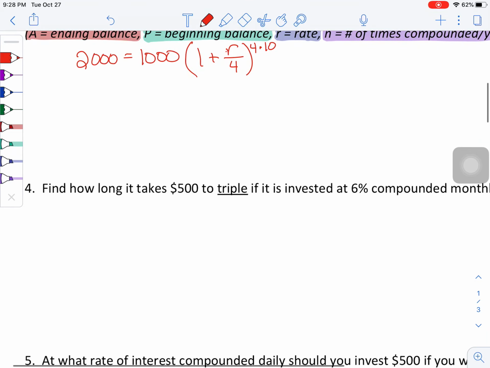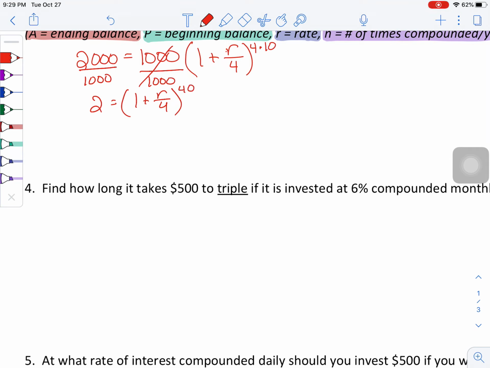Okay. So now I need to solve this thing. We've got everything filled in except for our R value. So let's start solving it. I'm going to go ahead and divide both sides by 1,000. So that's going to get me 2 is equal to 1 plus R over 4 to the 40th.